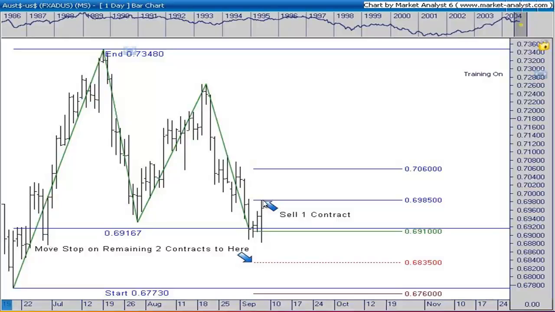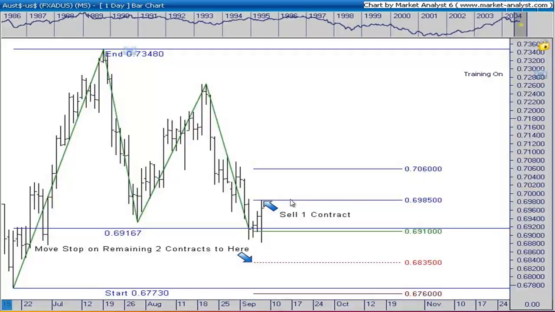So hopefully the market continues to go higher to our next target, which is at 70.60. This target here is equivalent to what our initial risk was when we put the trade on. Notice the distance from our entry level to where our initial stop was. There's our initial risk. So our second target is 100% of our initial risk up here at 70.60.